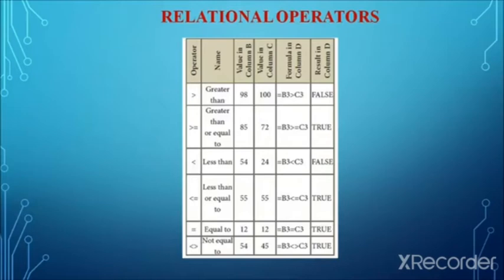And you see the not equal to symbol, that is the less than and greater than facing each other. That is the symbol for not equal to. When you check whether 54 is not equal to 45, it is true, so it is written true. So this is how the relational operator works.